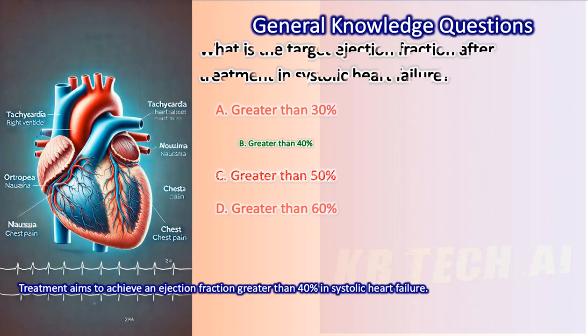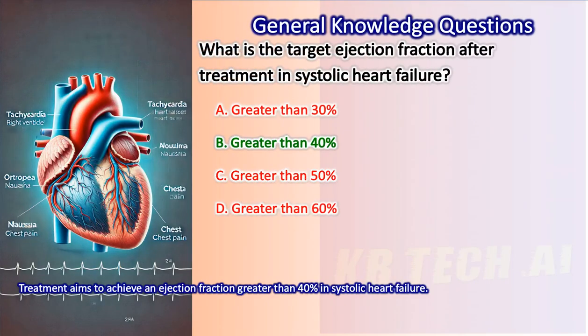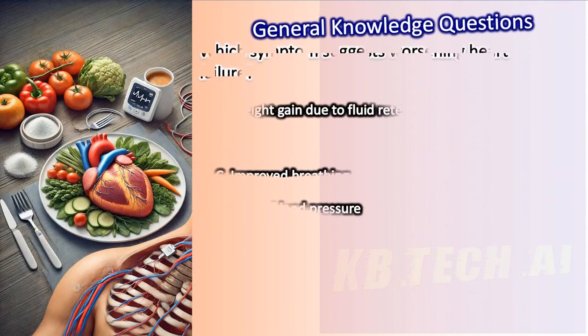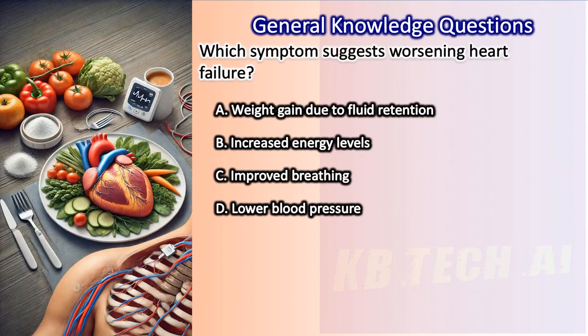The answer is option 2. Greater than 40%. Which symptom suggests worsening heart failure? Option 1. Weight gain due to fluid retention. Option 2. Increased energy levels. Option 3. Improved breathing. Option 4. Lower blood pressure.